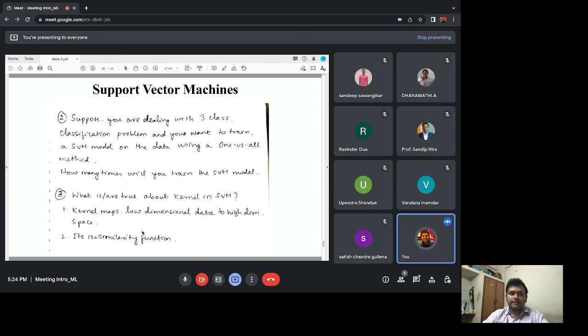So if you are dealing with a 3-class classification problem, how many times will you train the SVM model? 3 times. Correct, 1, 2, 3.